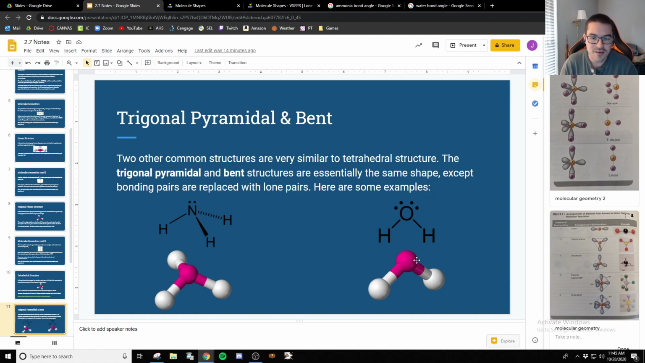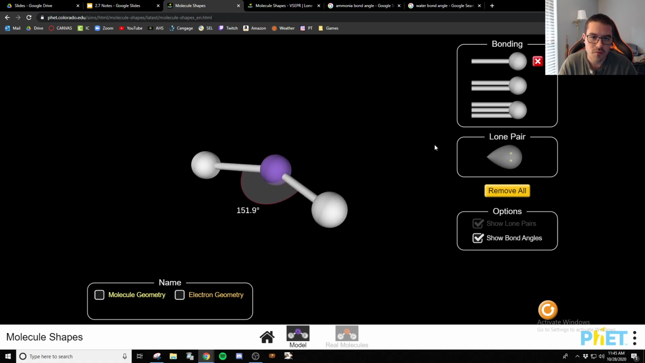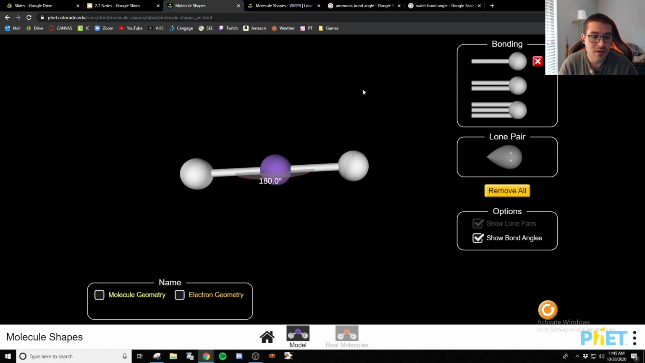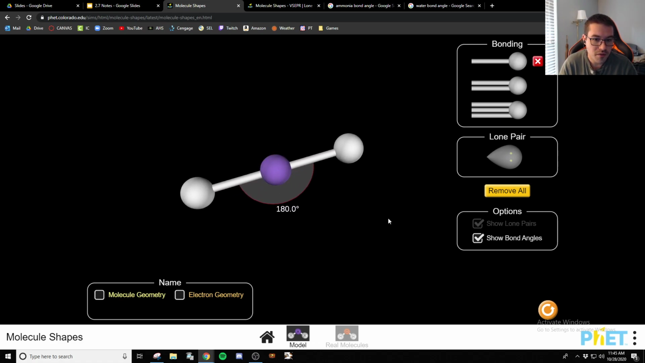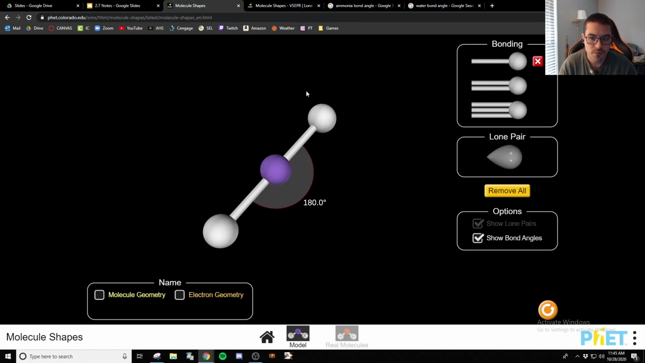And bent is the exact same situation. A good example of bent is water. Okay, so let me take everything away. H2O, so here are my 2 hydrogens. This would be the linear structure, right, assuming that I didn't have any lone pairs. But in water, around the oxygen, there are 2 lone pairs, okay?